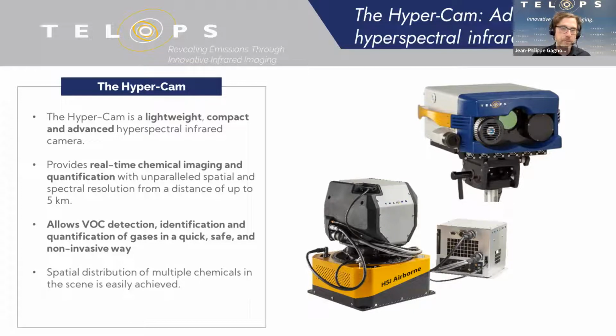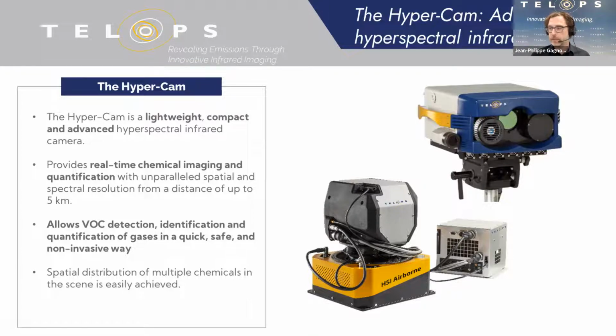So now we have the ground version of the Hypercam, which is the one at the top that you see. It's meant to be operated on a tripod. And its airborne counterpart. It provides real-time chemical imaging up to 5 kilometers away. We say up to 5 kilometers because we've tested it up to that point. But basically, it's a camera.